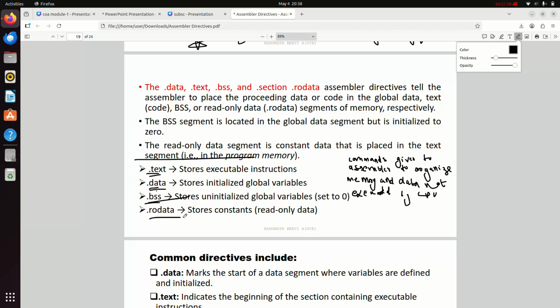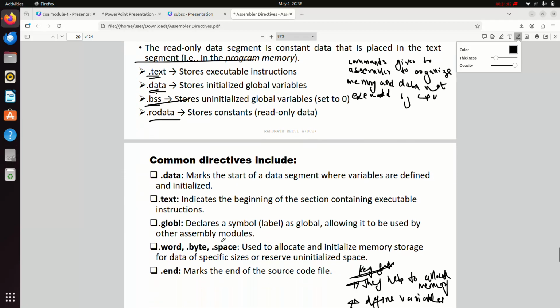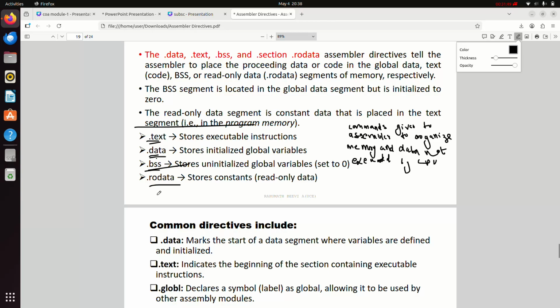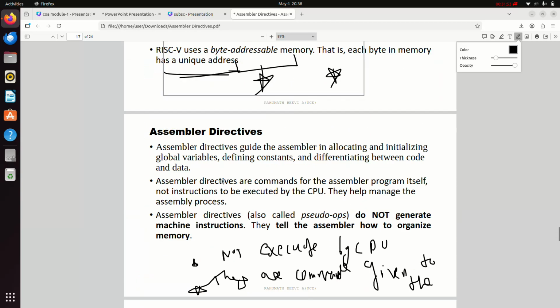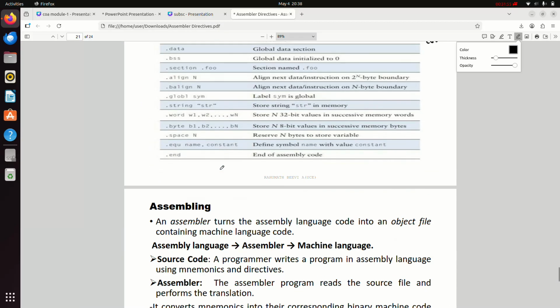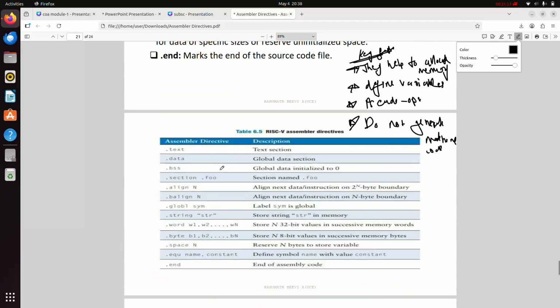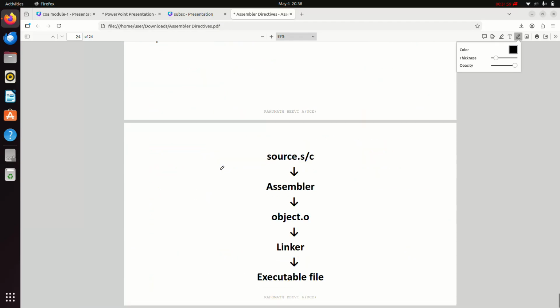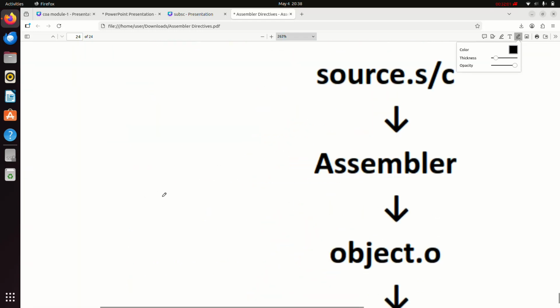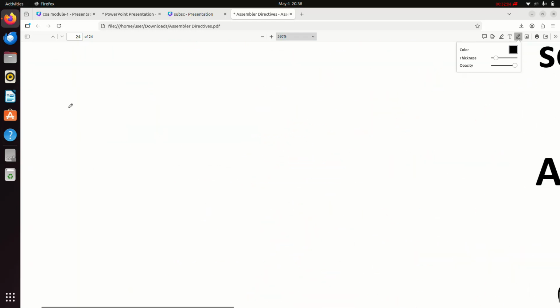These are some of the important, commonly used directives: .data, .text, .global. First let us understand these four important directives. For that I need a page. Okay, here there is a page. I'm using that page. So first let us understand .text.